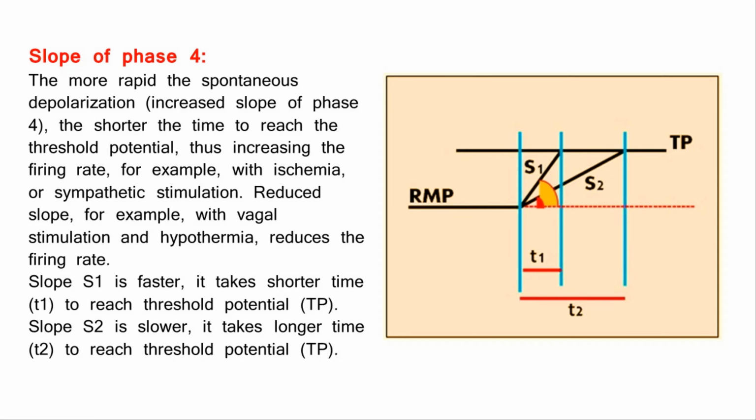Slope of phase 4. The more rapid the spontaneous depolarization, increased slope of phase 4, the shorter the time to reach the threshold potential, thus increasing the firing rate, for example, with ischemia or sympathetic stimulation. Reduced slope, for example, with vagal stimulation and hypothermia, reduces the firing rate. Slope S1 is faster, it takes shorter time, T1, to reach threshold potential, TP. Slope S2 is slower, it takes longer time, T2, to reach threshold potential, TP.